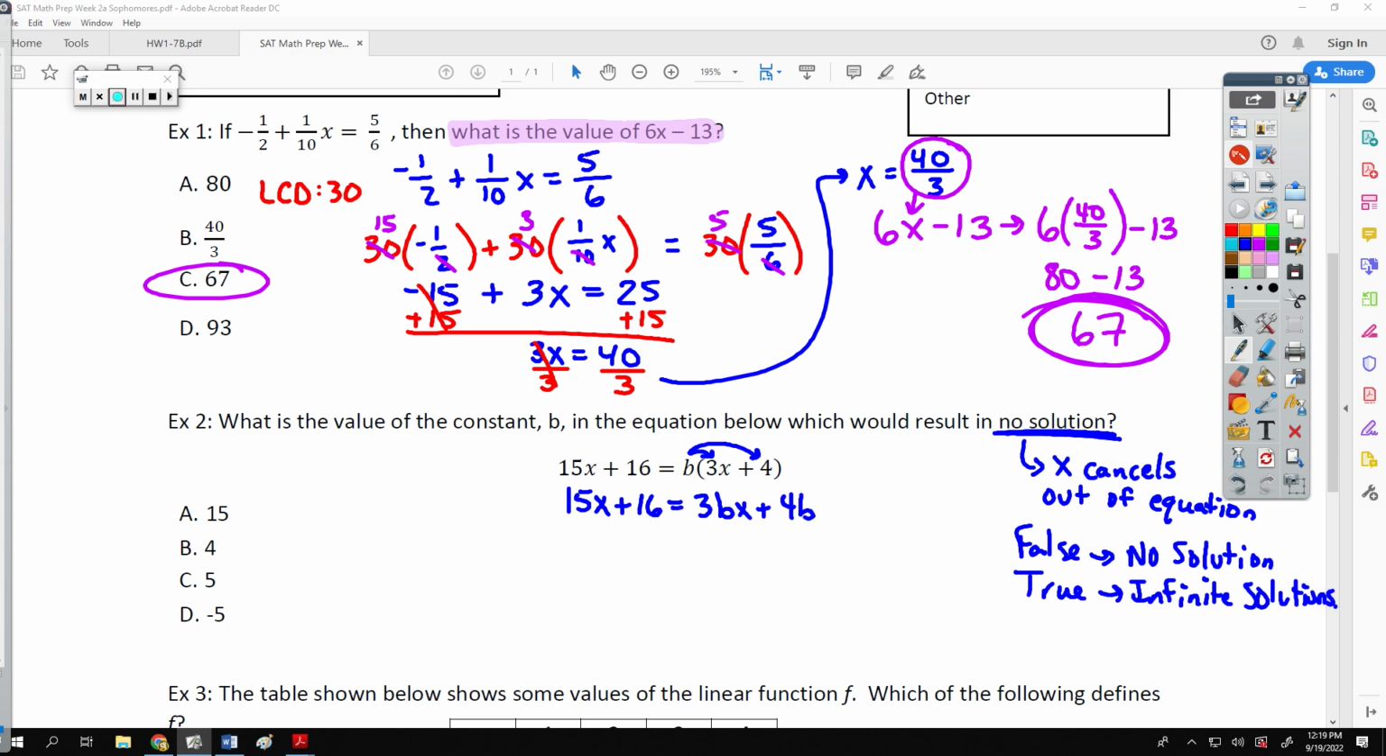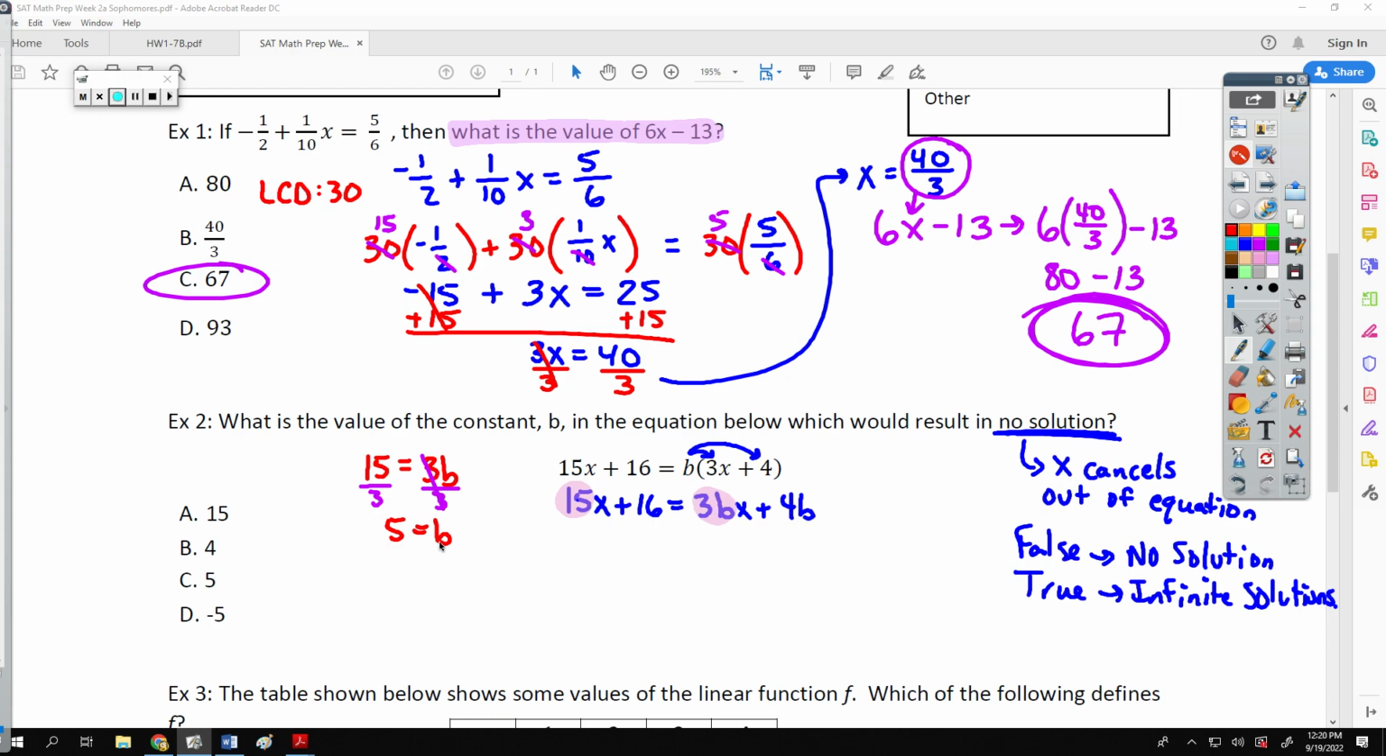So, when we're looking at this expression, we need to make the x terms cancel out, which means 15x on the left side has to be equal to 3b on the right side. So we take those over here to the side and we say 15 equals 3b, and we solve that equation. So we divide each side by 3, and that tells us the value b equals 5.